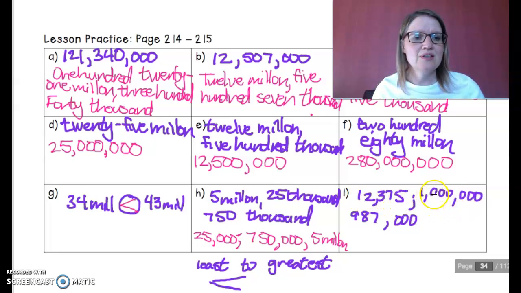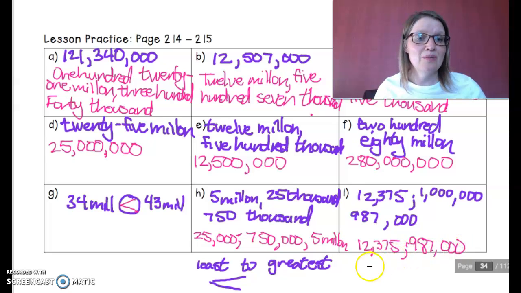And finally, here we go. 12, they want us to organize this. Look at these 6 zeros. We automatically know that this is a million. We know that this is 987,000. And then this little one, 12,350. So we know the smallest is 12,375. The next one is going to be, even though it looks bigger, 987,000 is not quite a million. It's actually a little less. And then we're going to write a million. Here we go. 1, 2, 3, 4, 5, 6.